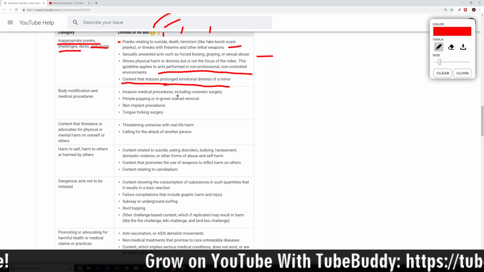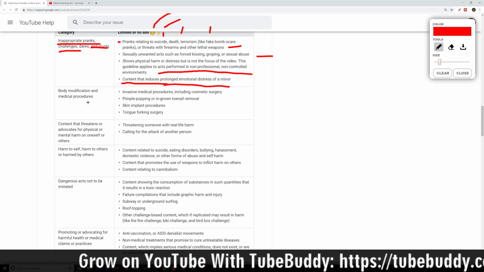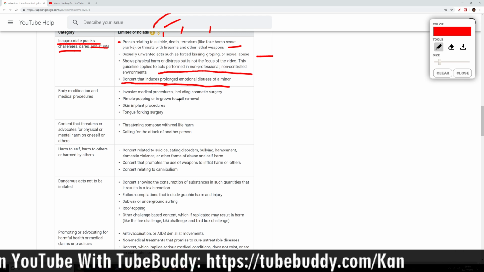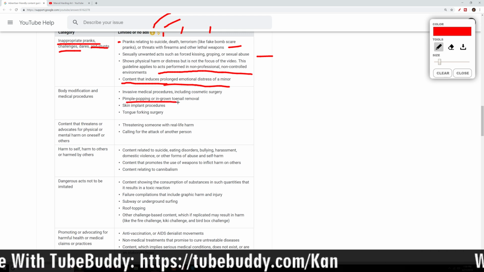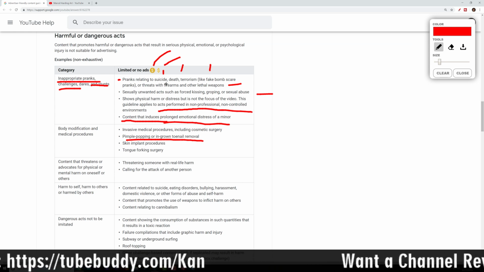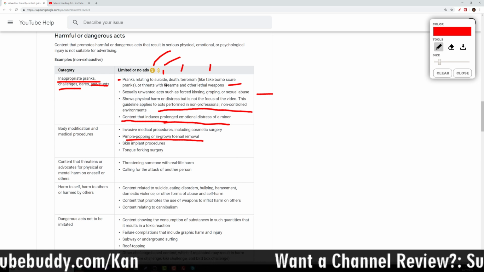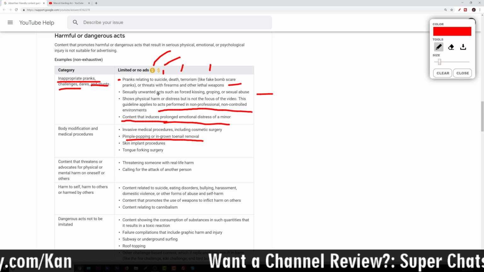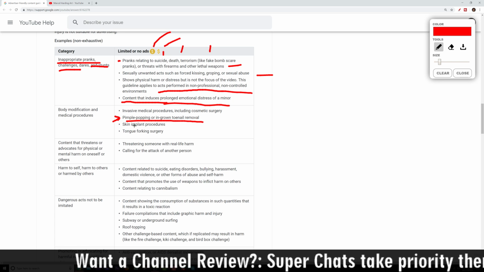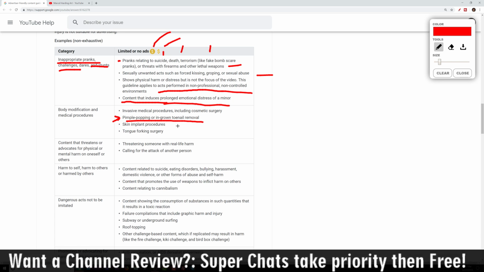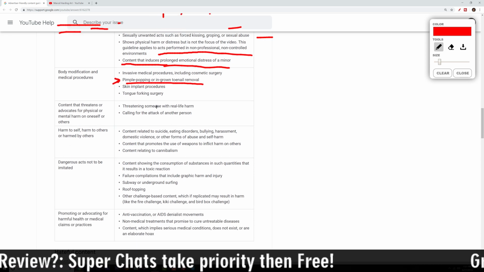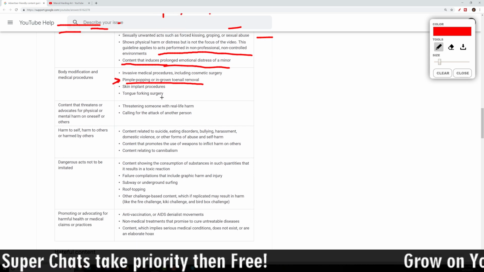Invasive medical procedures, including cosmetic. So body modifications and medical. So you can't show your invasive medical procedure, including cosmetic surgery. Pimple popping or ingrown toenail removal is limited or no ads. So to go exactly what you were saying, modern day tech, yes, no more popping in videos. I feel like Dr. Pimple Popper, the YouTuber, will have some problems with this. And this is where you're going to have to find other ways to monetize, right? So skin implant procedures, tongue forking surgery. Never heard of that, but even I'm learning new things.